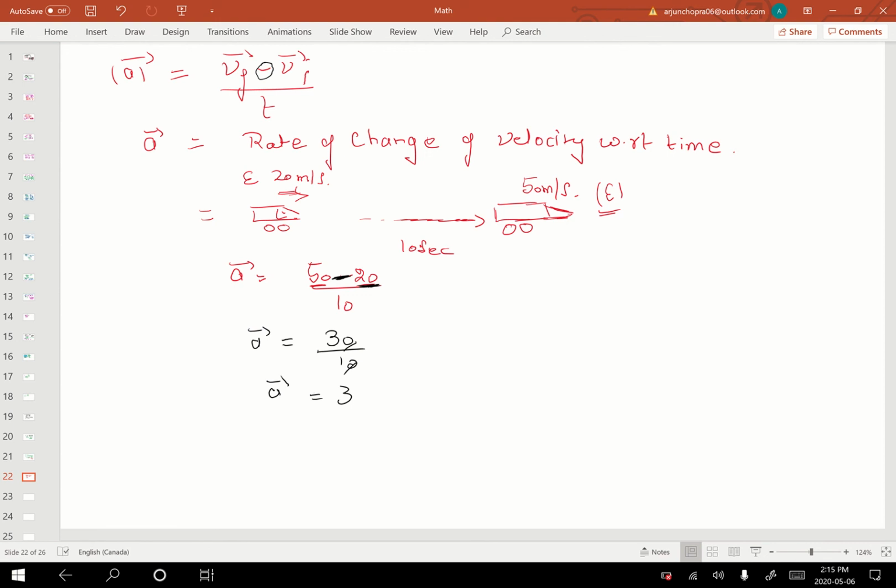Now I wanted to find the units. The units of velocity are meters per second, and the unit of time is second. So the units will be meters per second square.